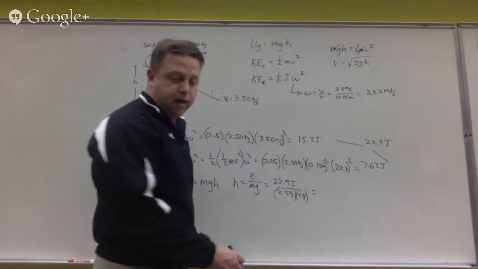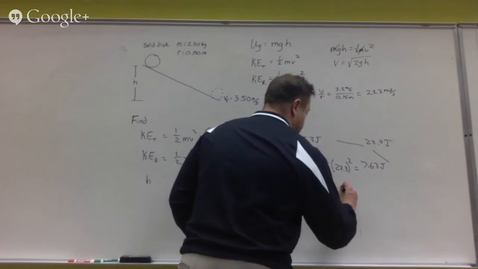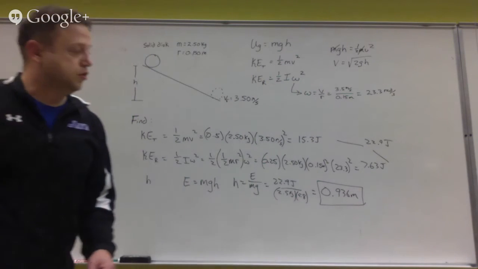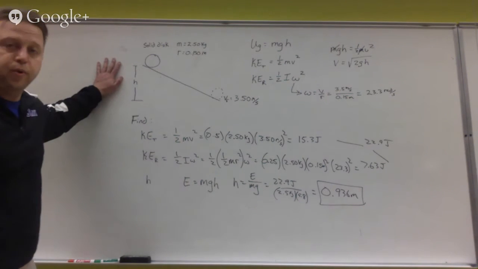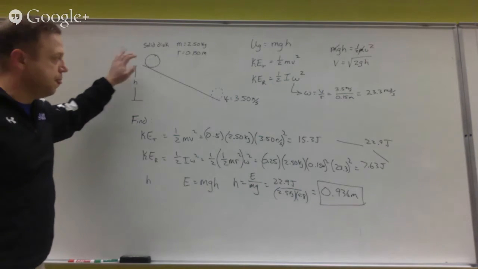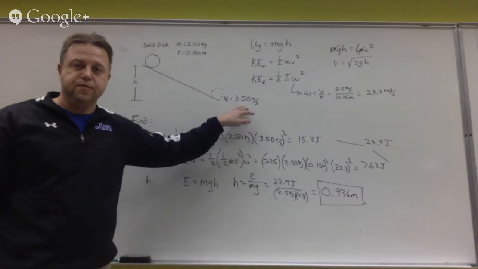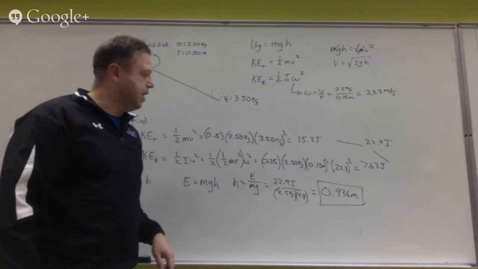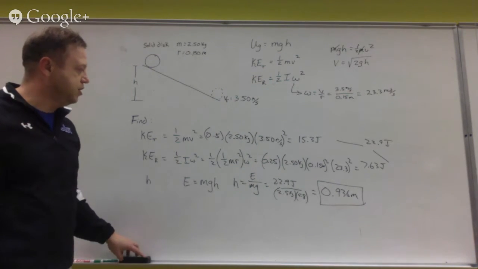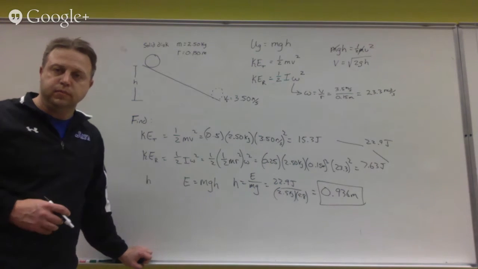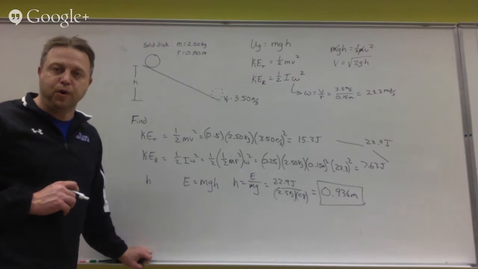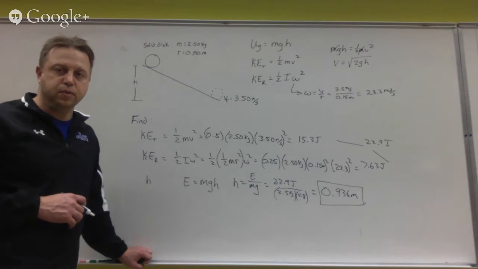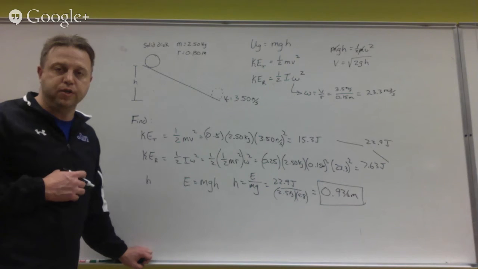And that's going to give me 0.936 meters. So this is a 93.6 centimeter high ramp to get this velocity at the bottom of it. Now let's change gears here. This is a lot of work, and I don't like to do this much work. I would rather know how to simplify this expression and get to a single equation.